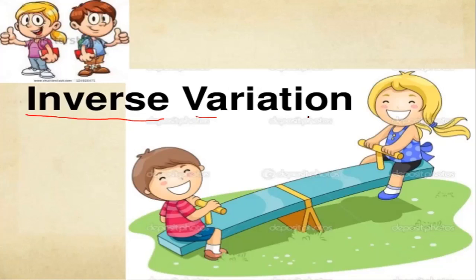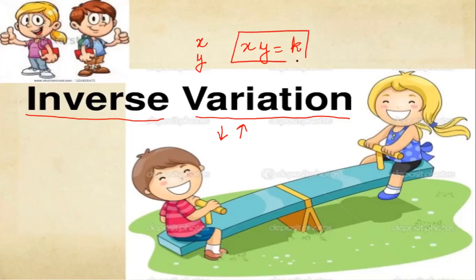Inverse variation is a variation in which the two quantities vary inversely with each other. Inverse means if one goes down, as you can see in the picture, the other quantity increases with the same rate. So if there are two variables x and y, then the product of x and y is a constant.